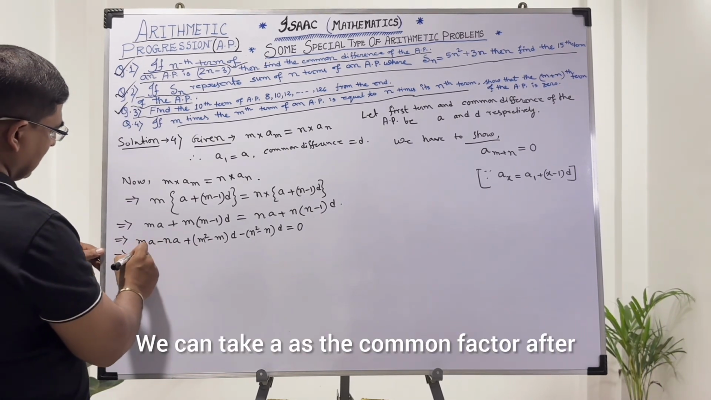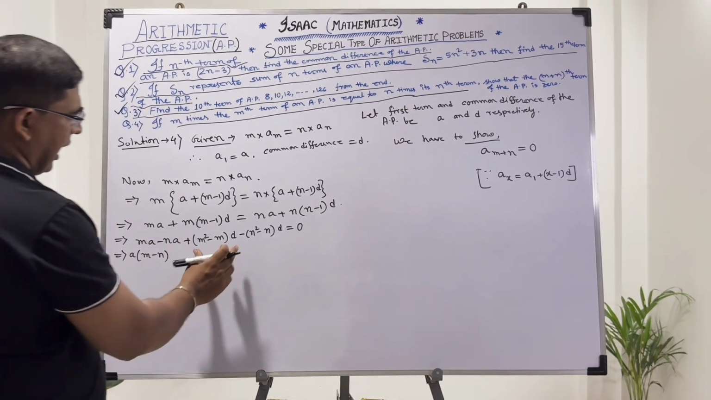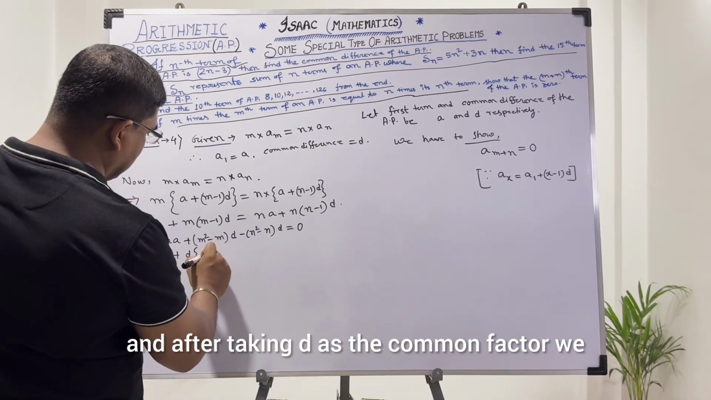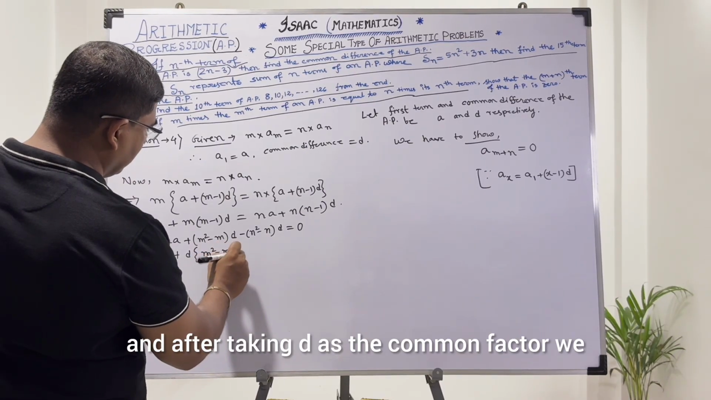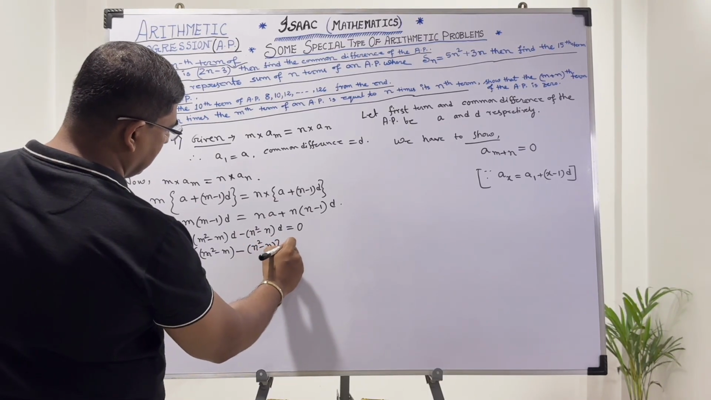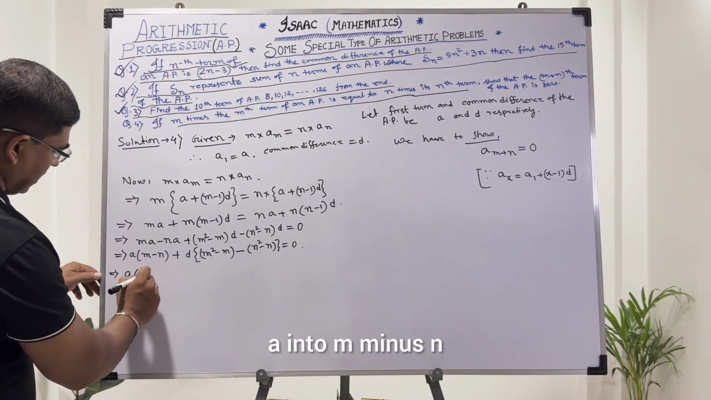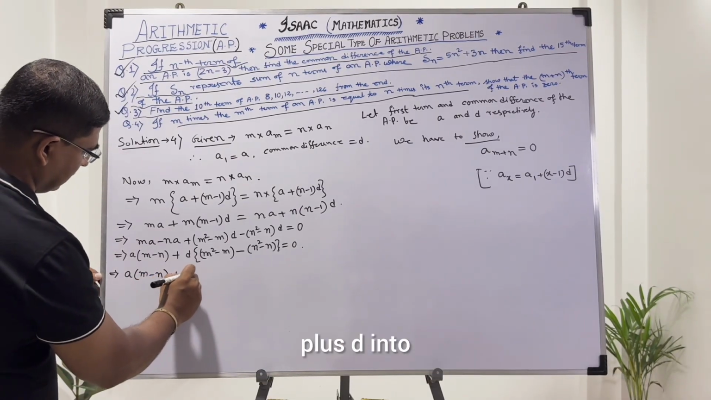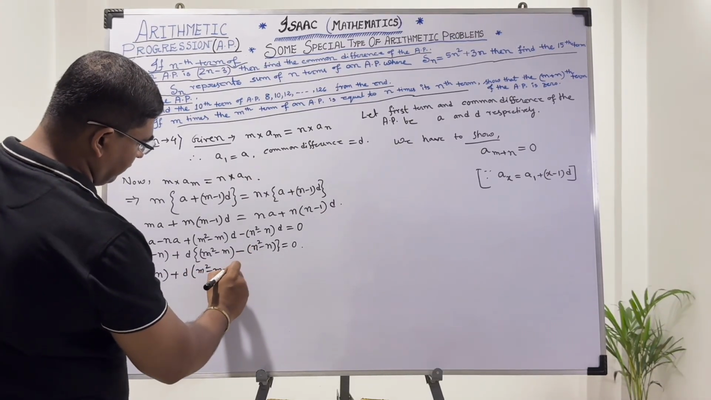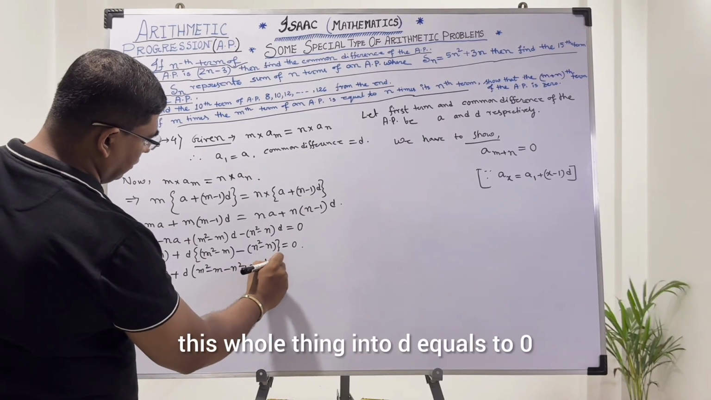We can take a as the common factor. After taking a as the common factor we get a into m minus n, and from the last two terms we can take d as the common factor, and we get m square minus m minus of n square minus n, this whole into d equals 0. So a into m minus n plus d into m square minus m minus n square, this minus into minus becomes plus n, this whole thing into d equals 0.